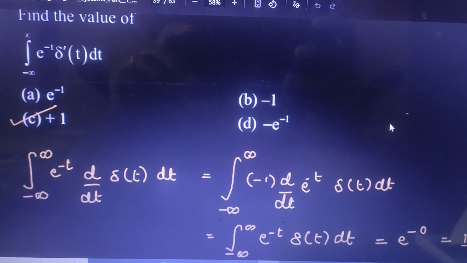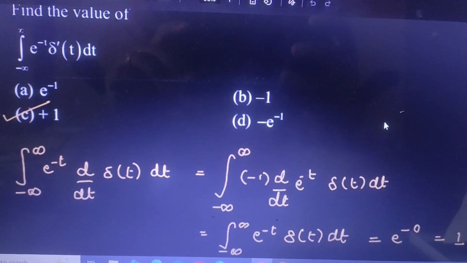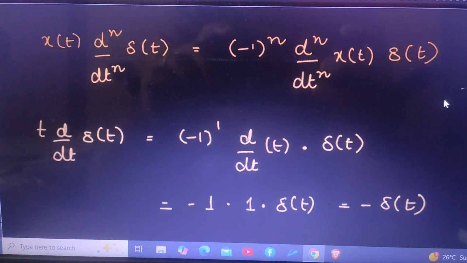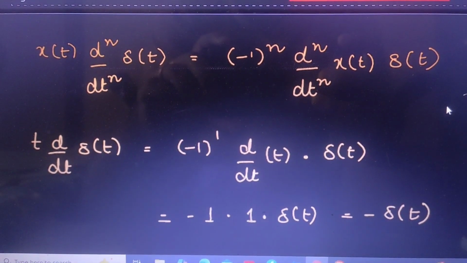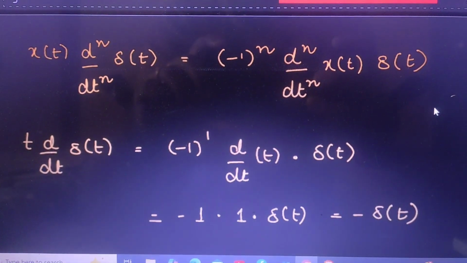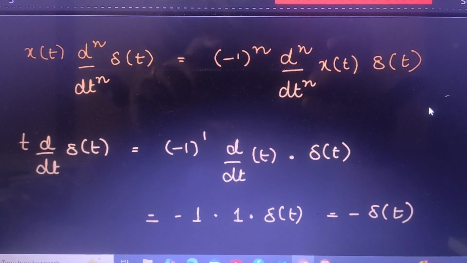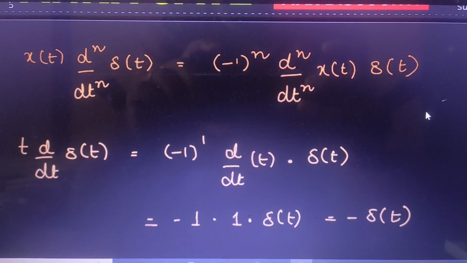Here t is replaced by 0. So e^(-0), you will get the answer as 1. In this problem, he has used this property: x(t) into d^n/dt^n of δ(t) is equal to (-1)^n d^n/dt^n of x(t) into dt.